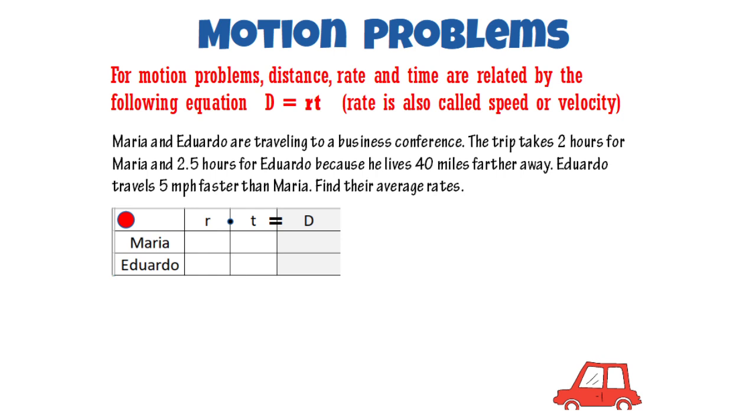It says Maria and Eduardo are traveling to a business conference. The trip takes 2 hours for Maria and 2.5 hours for Eduardo because he lives 40 miles farther away. So obviously it's going to take him longer to get there. Now, Eduardo is traveling 5 miles per hour faster than Maria. So we're looking at what their average rates are for this trip, assuming they went the same rate the whole way, the average rate.